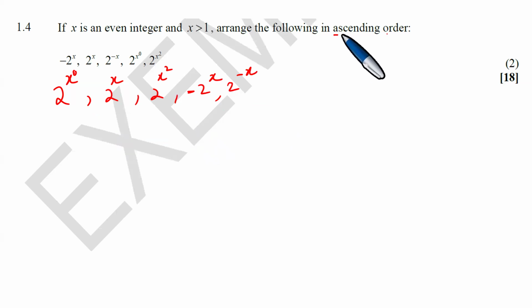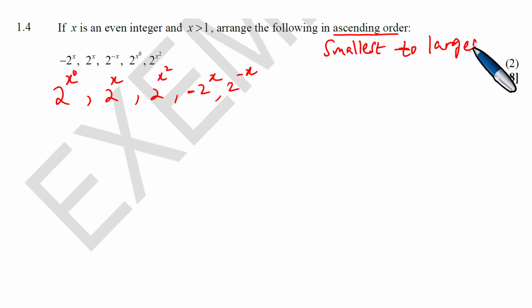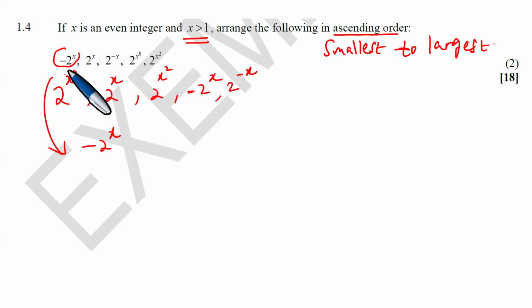Obviously now ascending order means from smallest to largest. That's what ascending order means. But if x is bigger than 1 here, the correct ascending order is the following. Thanks obviously for trying. A number with a negative in front is the smallest one possible. So we're going to start with minus 2 to the power x. That is the smallest one possible because all these numbers are positive.